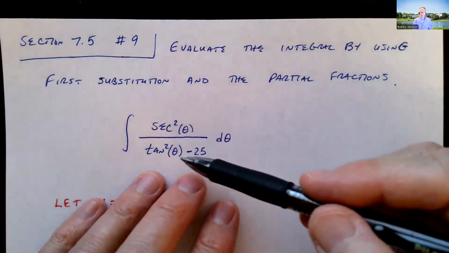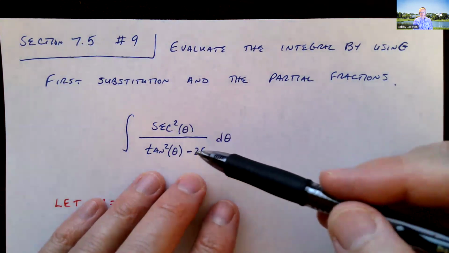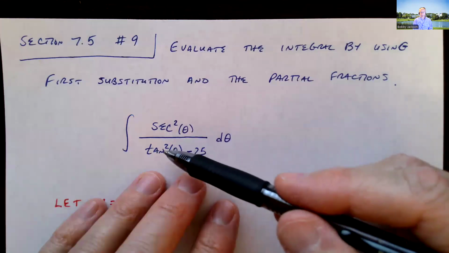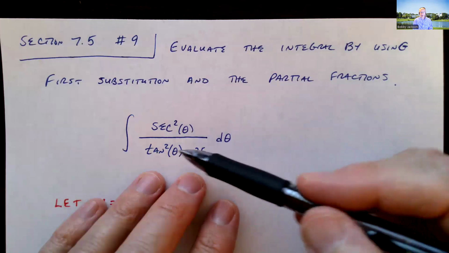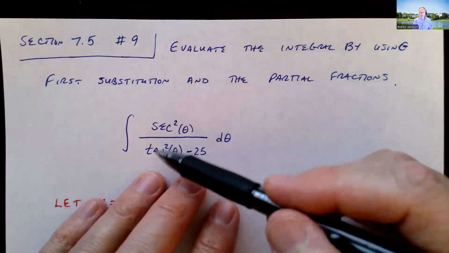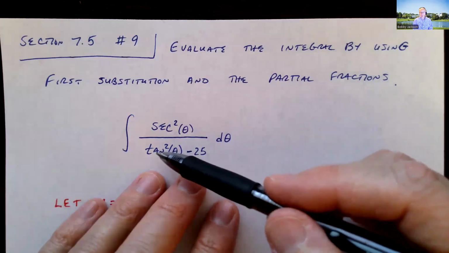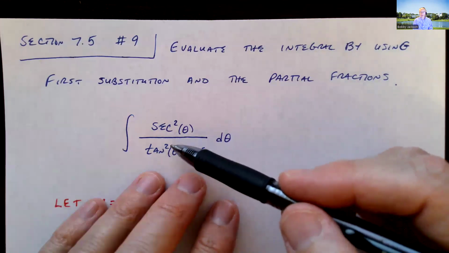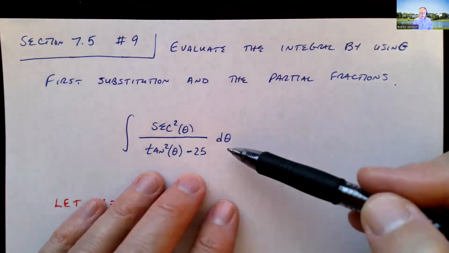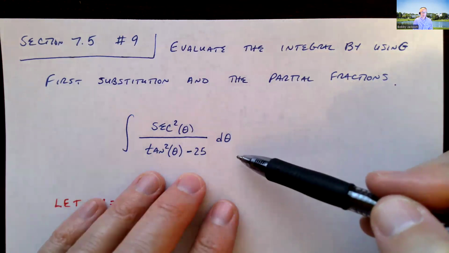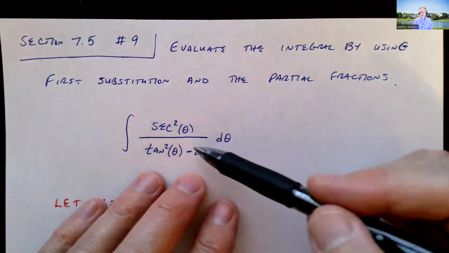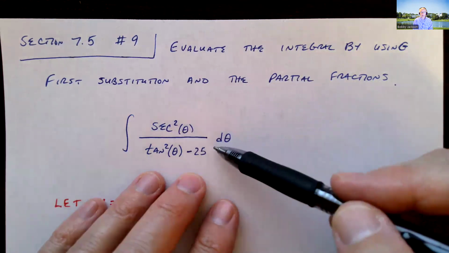Well, you could think maybe I'll let u be the entire denominator here, tangent squared theta minus 25. However, the derivative, of course, of 25 is 0. But the derivative of tangent squared theta, we've got a chain rule, right? Because that's tangent theta quantity squared. So that would be 2 times tangent theta times the derivative of tangent theta, which is secant squared theta. And we don't have an extra tangent theta up here. So that's not quite going to work.